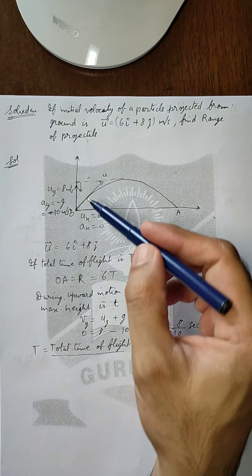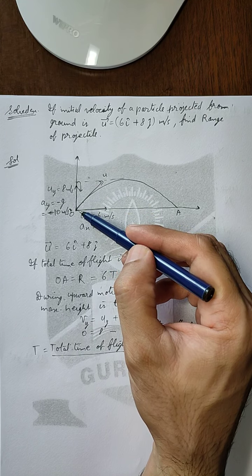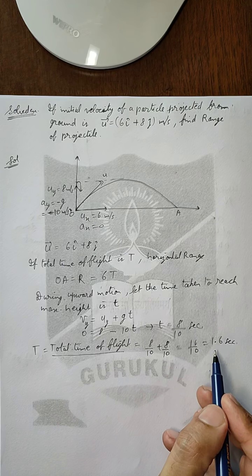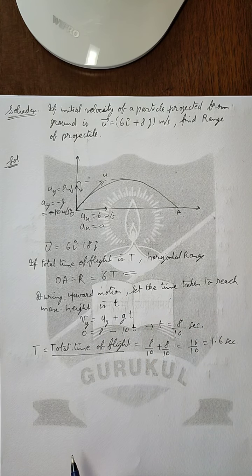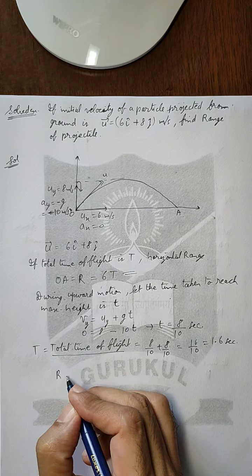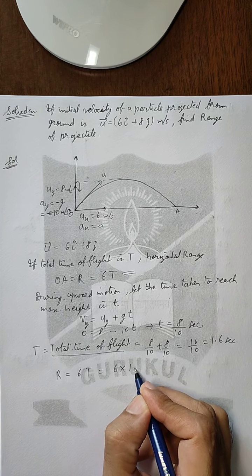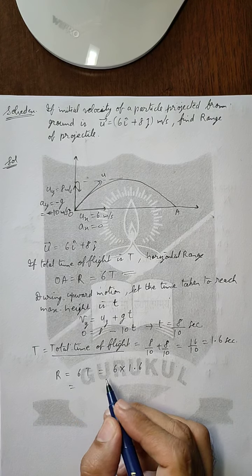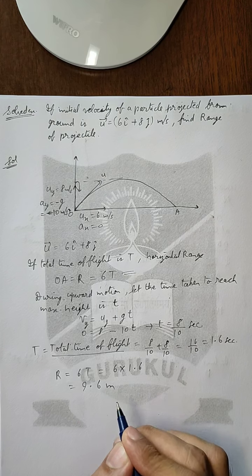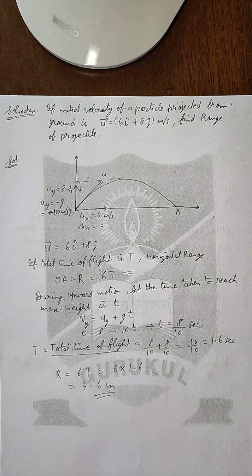In 1.6 seconds the projectile goes up and then it comes back to the ground. So now this value can be used to find out the horizontal range. So we can write, the range, which was 6t, is equal to 6 into 1.6, and this will come out to be 9.6 meter. So this is how you will attempt questions in which not much information is given and we cannot apply any formula that we derived.